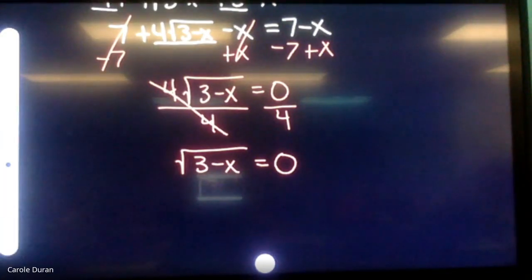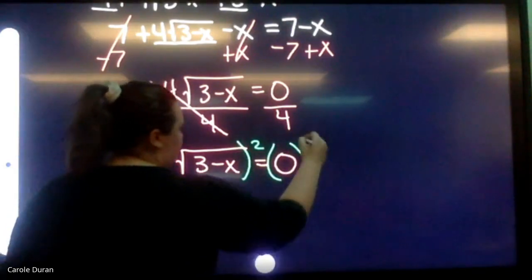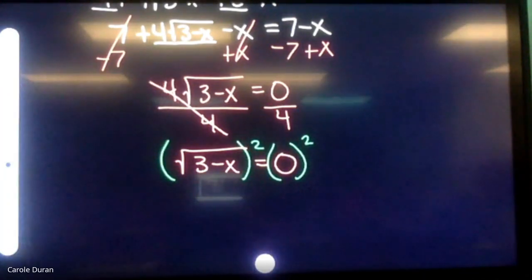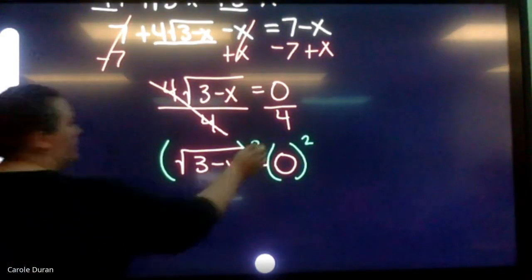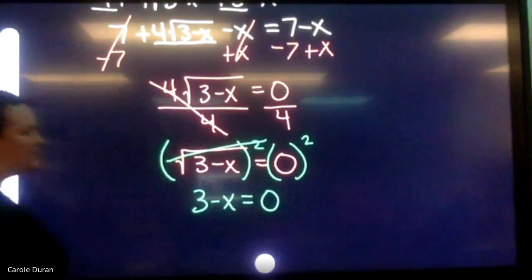I have the square root of 3 minus x equals 0. Kaylee, what will I do next? Do I do the square? Why would I do the square, Kaylee? What am I trying to get rid of or get by itself? To not do the square root thing. Right, I want to get rid of that radical so I can get the x by itself. Good job. So the square and the square root cancels, leaving just 3 minus x. And 0 squared is still just 0.